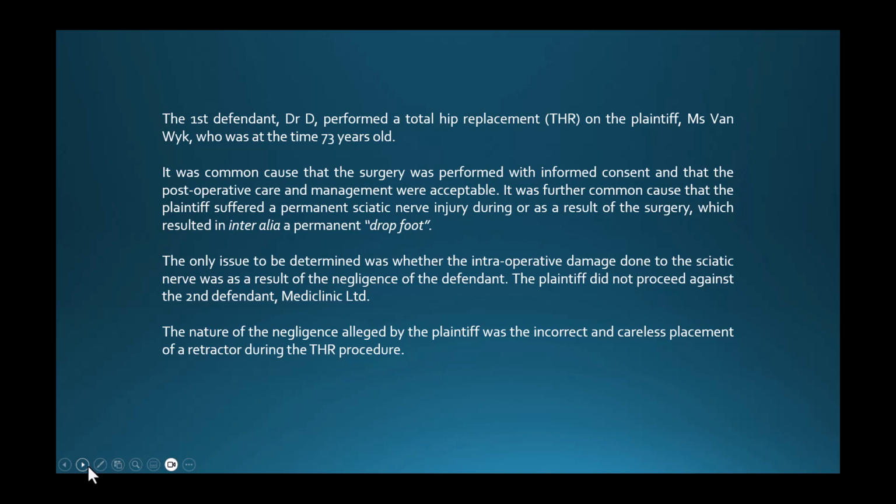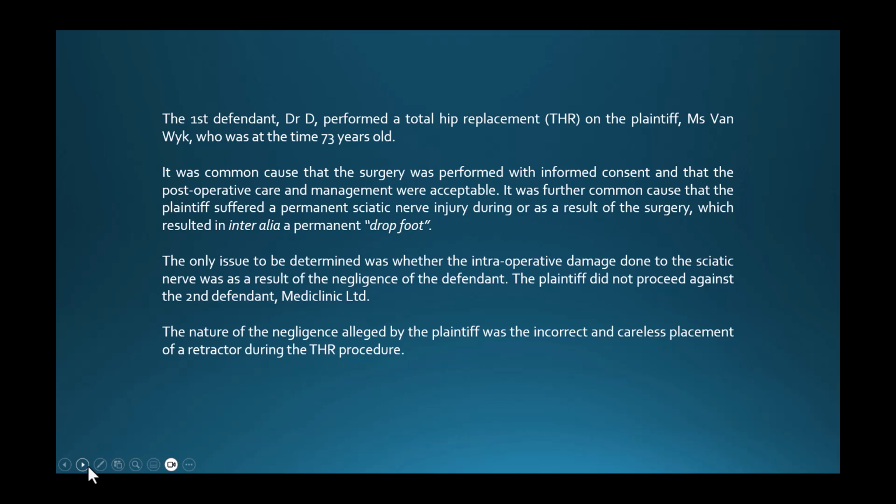Now we get to the actual issue. When we look at a judgment, it's very helpful to consider what the issues in the judgment were, because that will guide you to what the court actually decided and what they commented on. In this case, there was only one issue, and that was whether the intraoperative damage done to the sciatic nerve was as a result of the negligence of the defendant. So negligence came sharply into the spotlight.